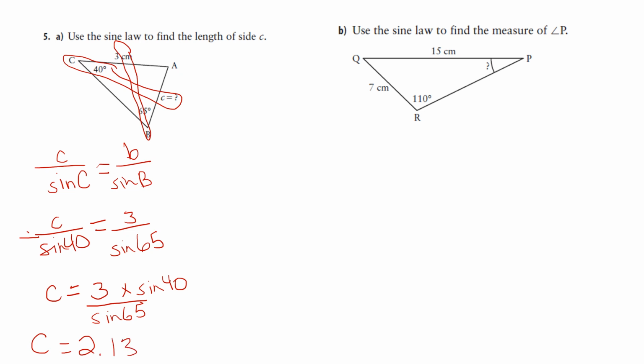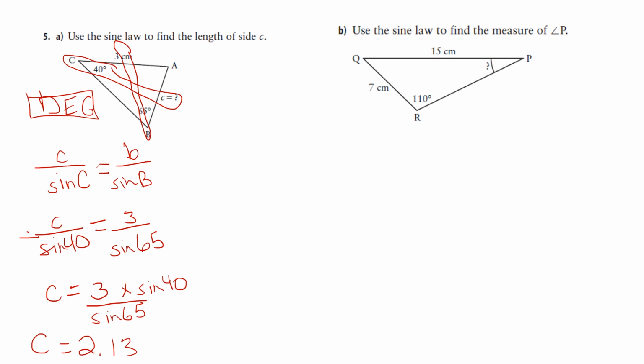You'll want to make sure your calculator is in degree mode, so if you got a different answer, then maybe your calculator is in radians or gradients. So you want to make sure your calculator is in degree mode. Look for a way to change that if it's not. So that's how you find a side. Pretty straightforward once you fill the formula in.